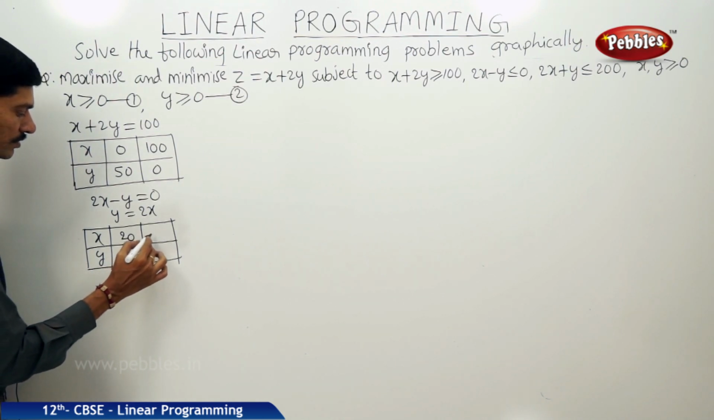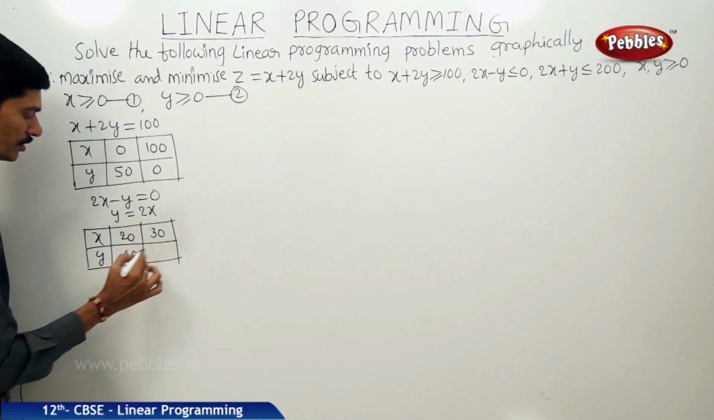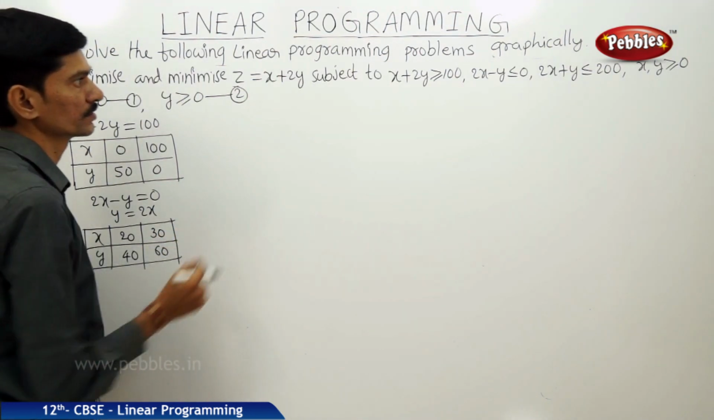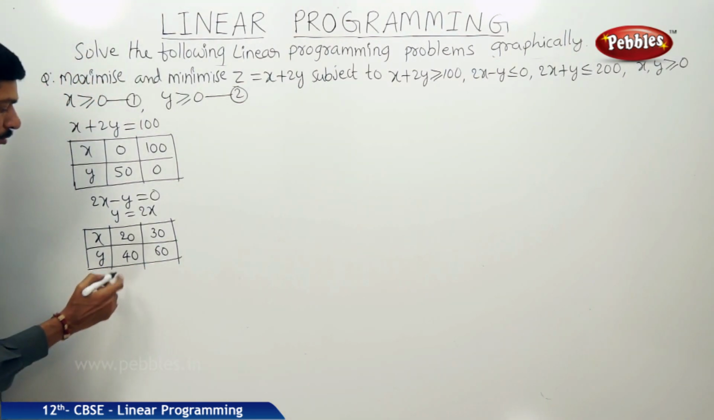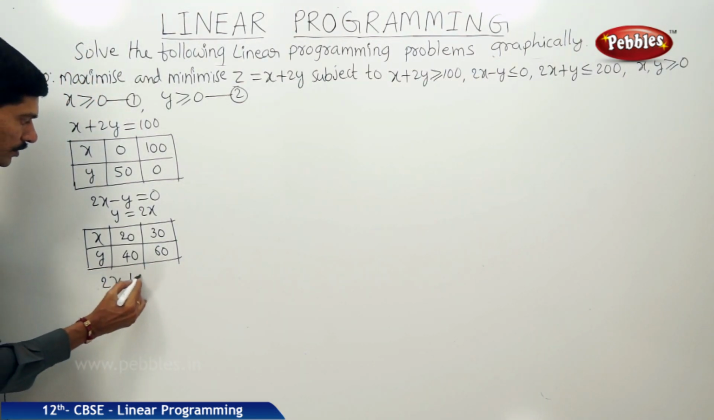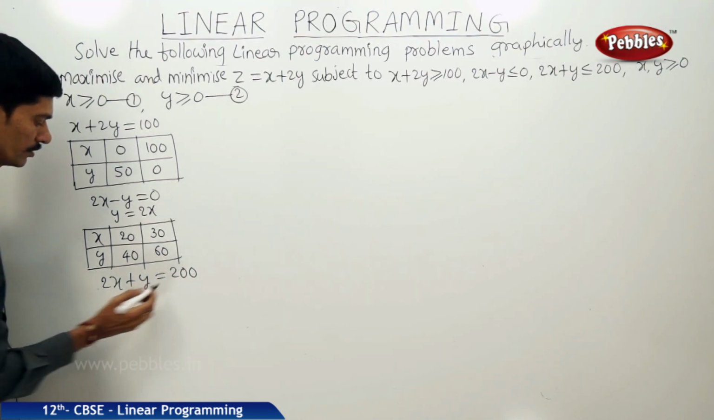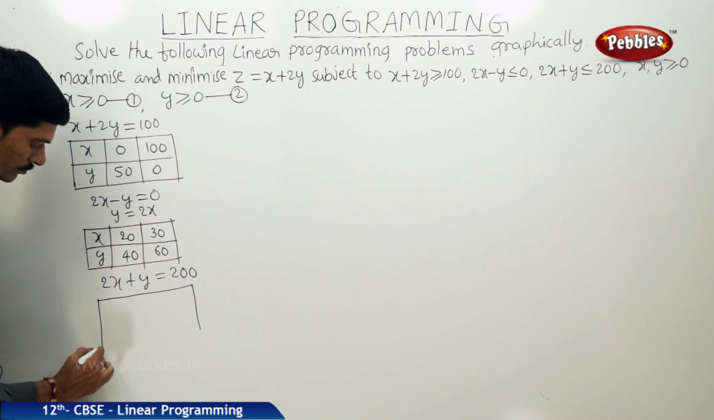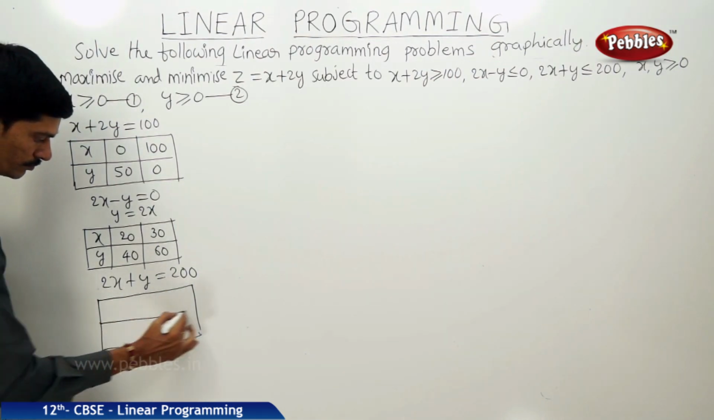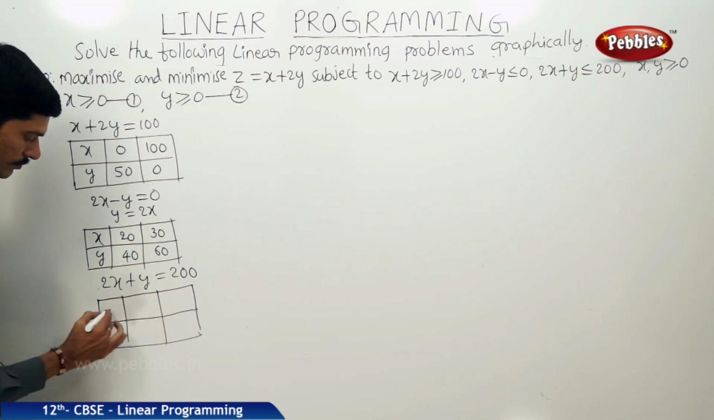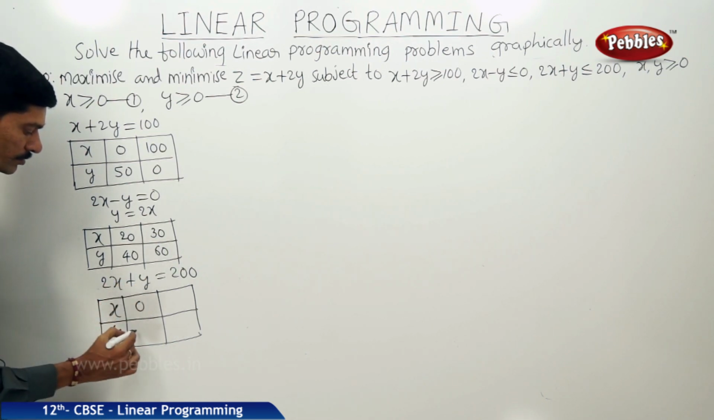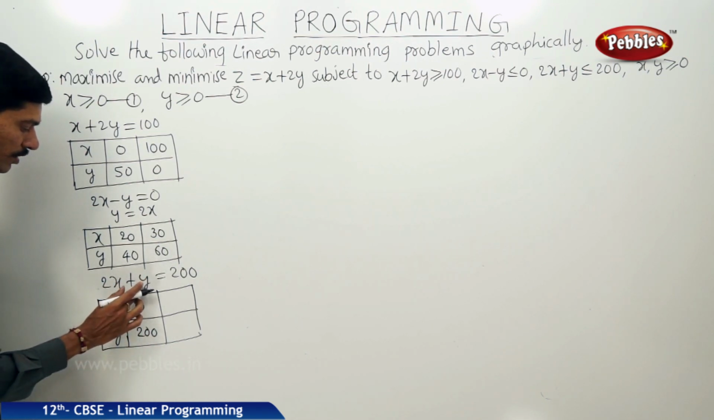If x value is 30, then y value is 60. Now the next one is 2x plus y less than or equal to 200. So for this we will take 2x plus y equal to 200. So I will draw the table of ordered pairs. If x value is 0, then y value is 200. If y value is 0, then x value is 100.